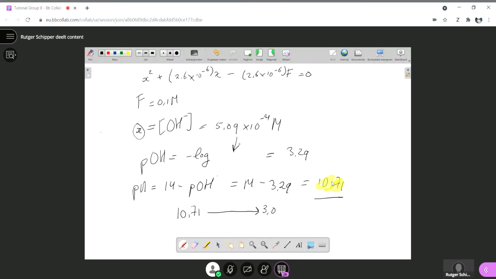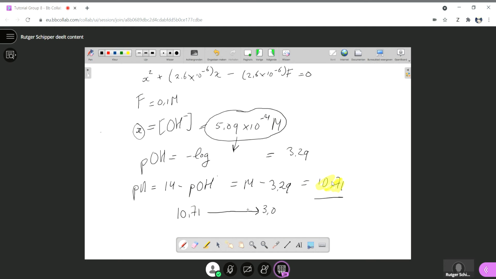So the hydroxide concentration before the titration has even happened in the solution is this number, right? With the hydroxide concentration, we can find the pOH, because it's the minus log value of the hydroxide concentration. We find that the pOH is 3.29 and the pH is 14 minus the pOH. So 14 minus 3.29 is 10.71. So the pH before the titration has even happened is 10.71.